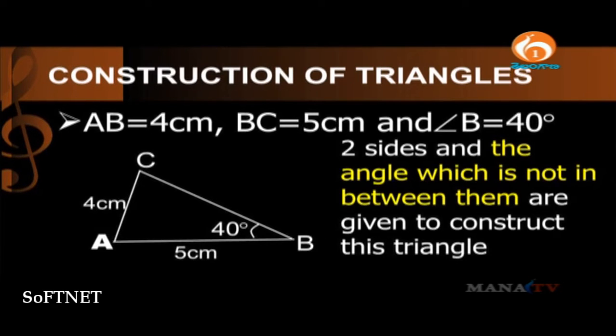Therefore, what can you conclude by this? The two sides are given and the angle between them is A, but it is not given. The other two angles are B and C. Among them, angle B is given. Therefore, what can we conclude by this? The two sides and the angle which is not in between them are given to construct this triangle.